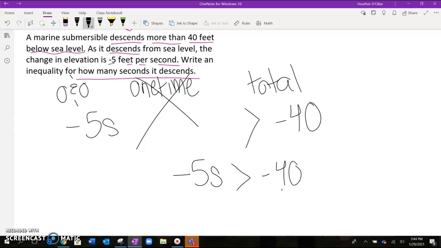Like they'll be able to go further than that. They wouldn't go less than that. So in relation to the seconds, it does make sense. It's kind of odd with the negative, but I could even write this inequality if I wanted to as 5s is greater than 40. And I would just have to remember that it means that they're going down.